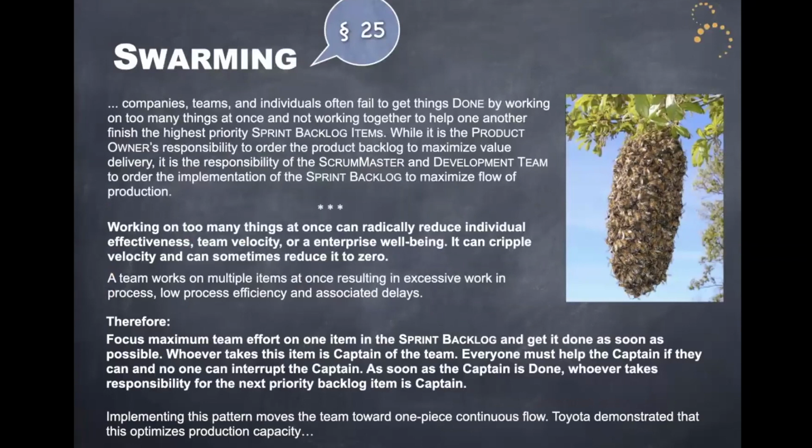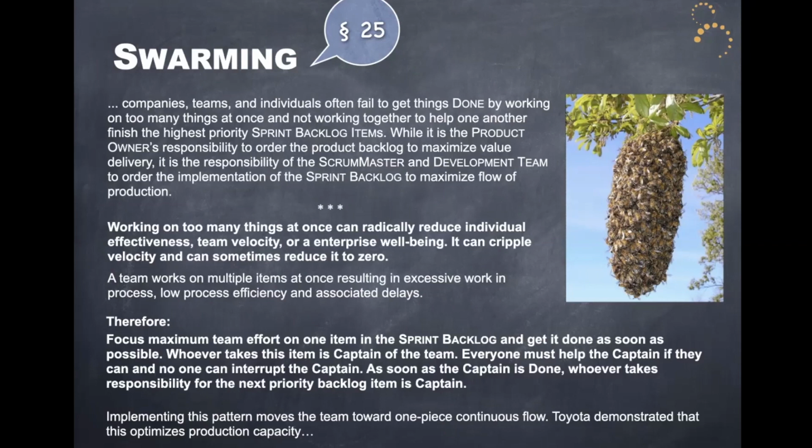Swarming. This is my favorite pattern. This kind of goes to the deep principles of Scrum. And again, it talks about what is really a technique. But if you're not using this technique, then you probably don't understand Scrum and its roots in the Toyota production system. So what this says is the entire development team works on one PBI at a time.